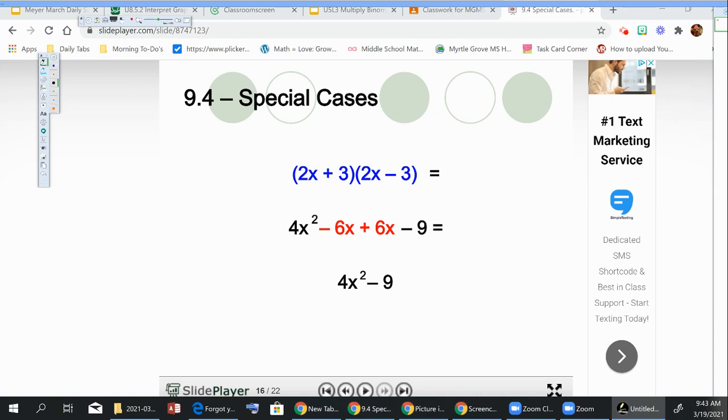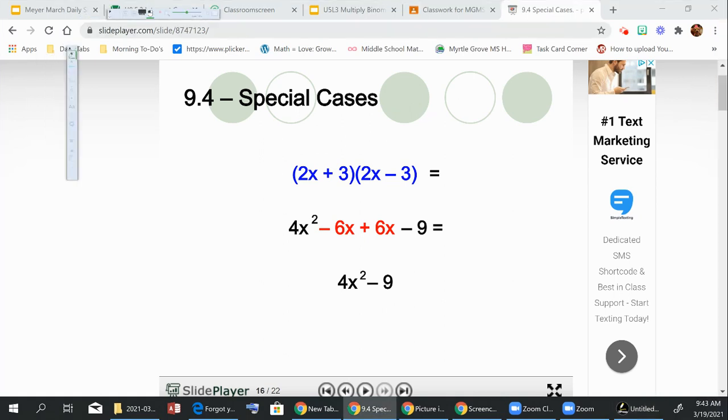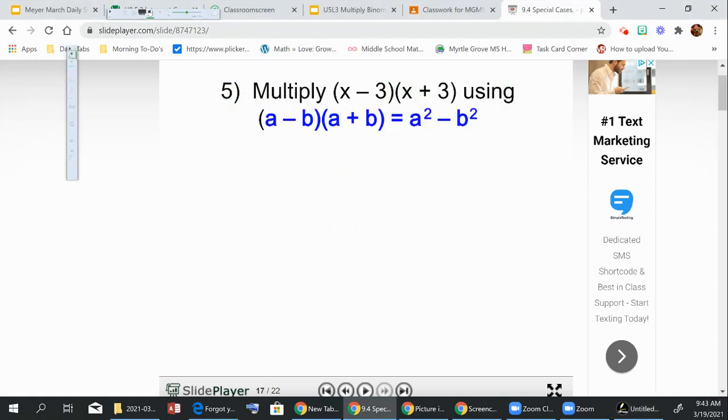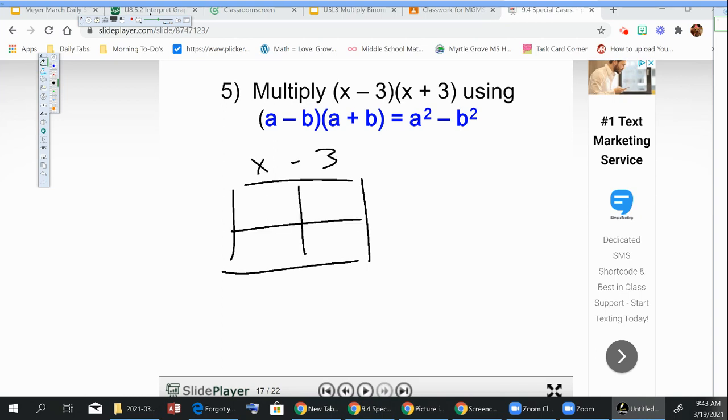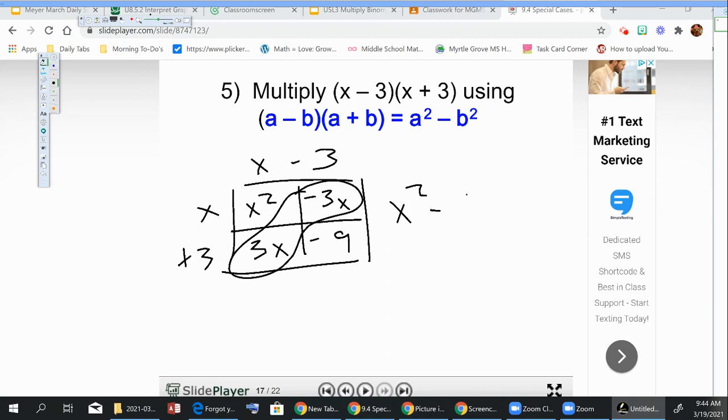I'm going to show you one more like that, and then I'll be done with your notes. This one here, x plus 3 times x minus 3. So again, we can use our area or box method. x minus 3, x plus 3. x times x is x squared. x times 3 is 3x. Negative 3 times x is negative 3x. And 3 times negative 3 is negative 9. You're going to notice that your middle terms do cancel out, right? Negative 3x plus 3x. So you get x squared minus 9.